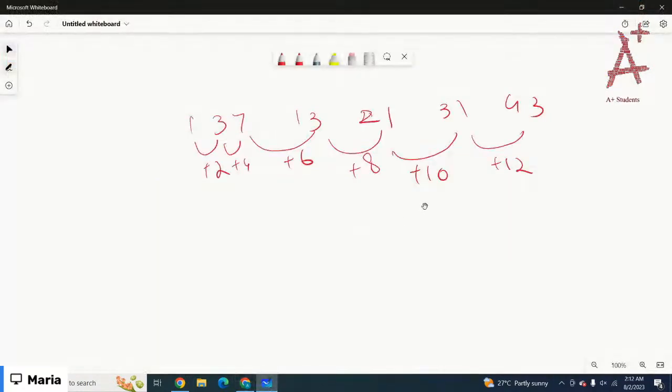Okay, the number is increased by 2. So for the next one, you have to add 14. So 43 plus 14 is 57. So the next number in the sequence is 57, right?